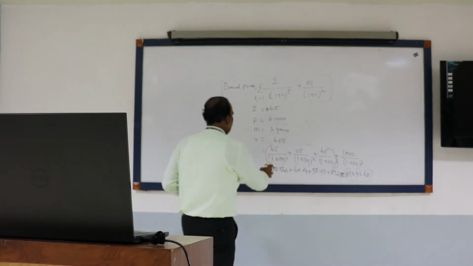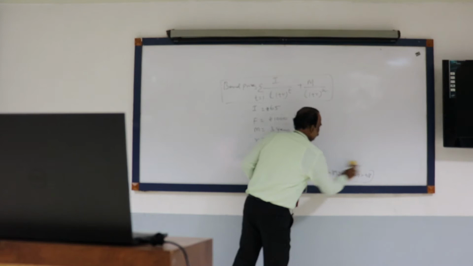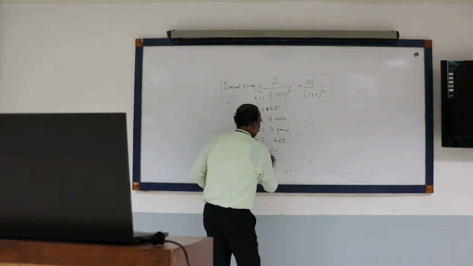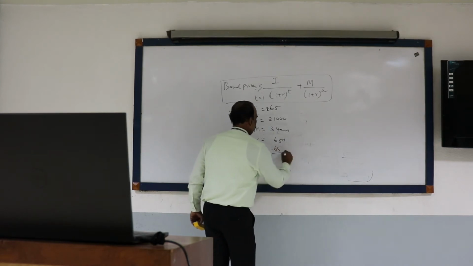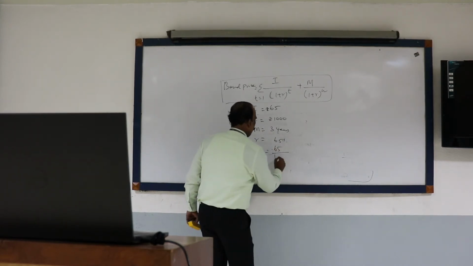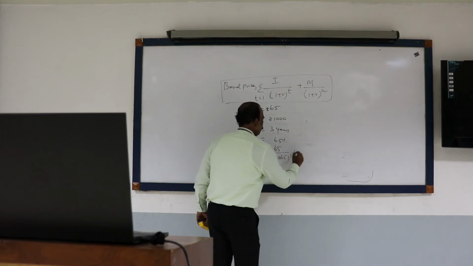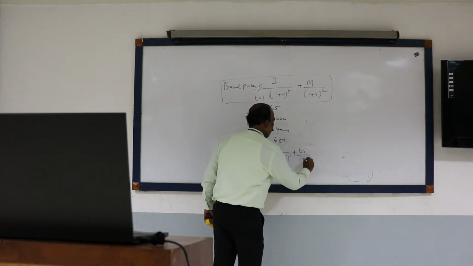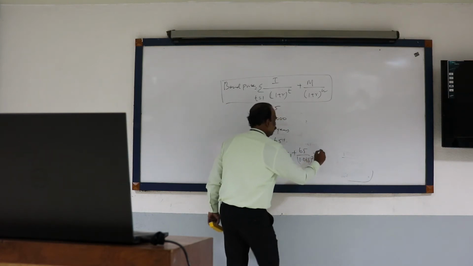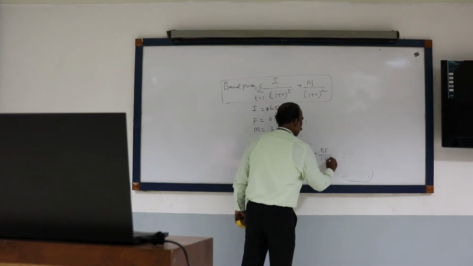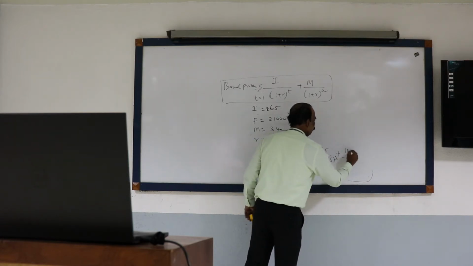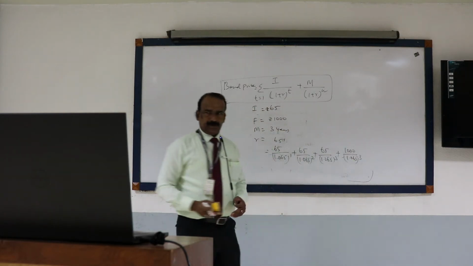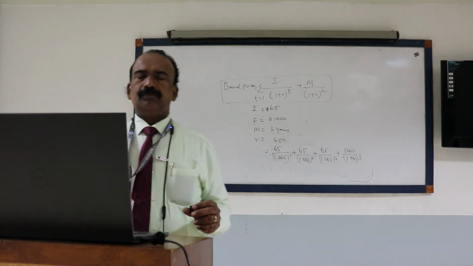So now calculate that. That is 65 divided by 1.065 power 1, plus 65 divided by 1.065 power 2, plus 65 divided by 1.065 power 3, plus 1000 divided by 1.065 power 3. How much comes?